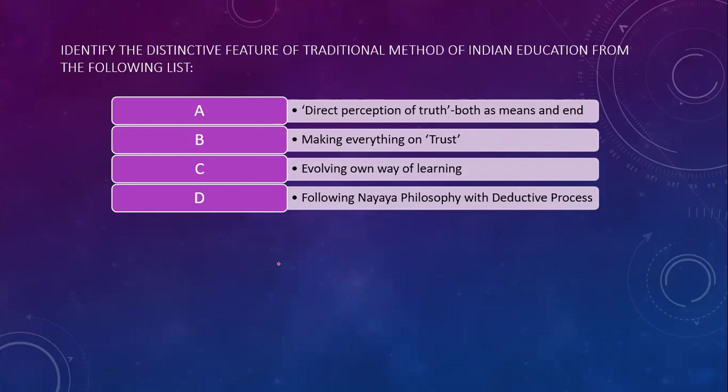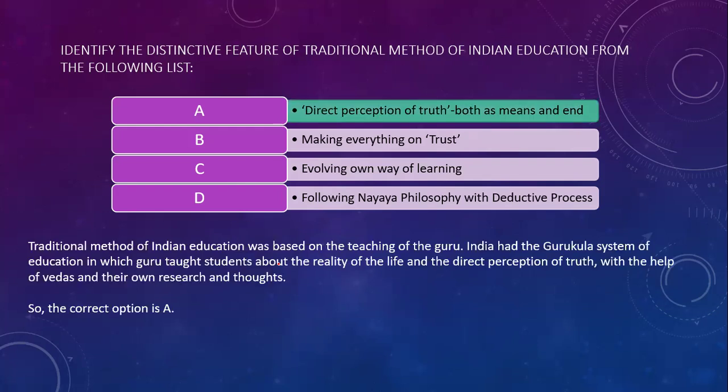Identify the distinctive feature of the traditional method of Indian education from the following list. Direct perception of truth both as means and end. Making everything on trust. Evolving own way of learning following Nyaya philosophy with deductive process. We'll check the answer. Traditional method of Indian education was based on the teaching of the Guru. India had the Gurukula system of education in which the Guru taught his students about the reality of life and direct perception of truth with the help of Vedas and their own research and thought.